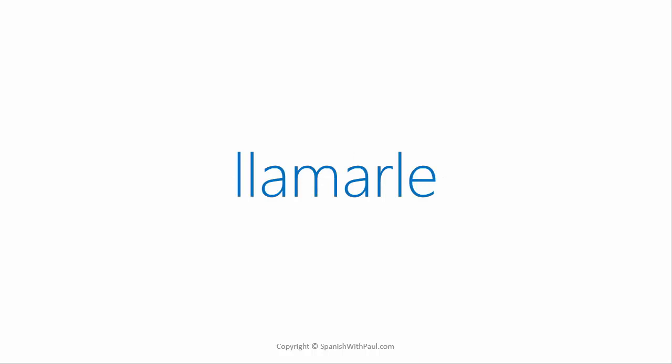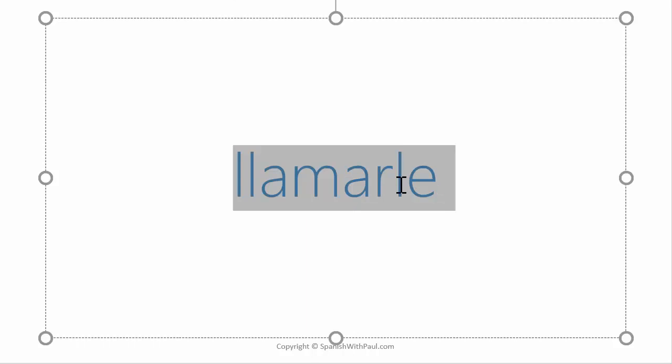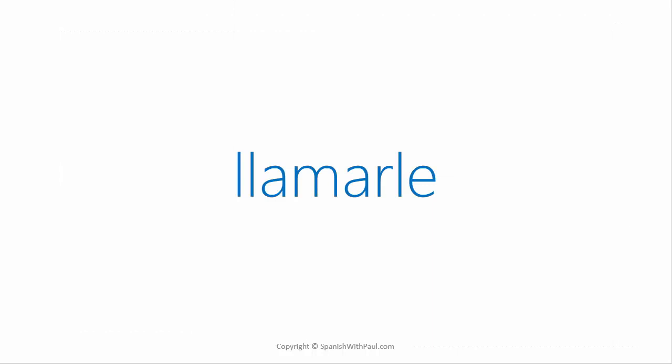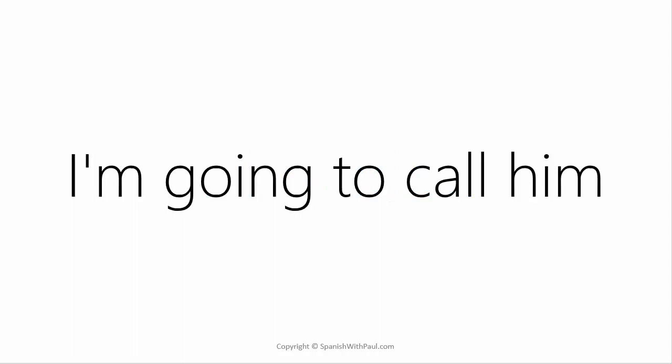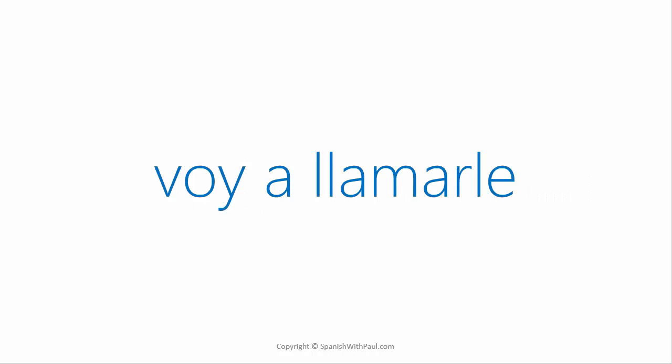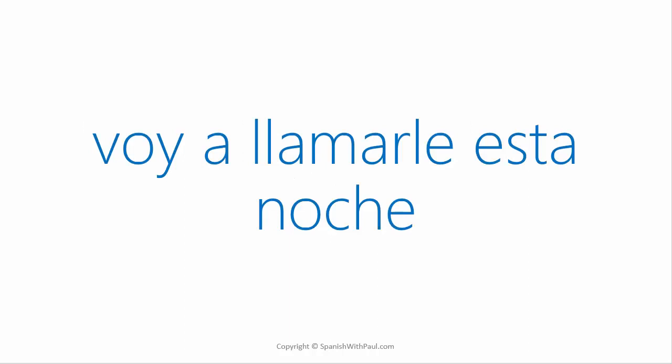How would you say to call him? Llamarle. Here we have le, the pronoun hooked on to the end of the verb llamar, meaning to call to him. This is how they say it in Spanish. Llamarle. How would you say I'm going to call him? Voy a llamarle. I'm going to call him tonight. Voy a llamarle esta noche.